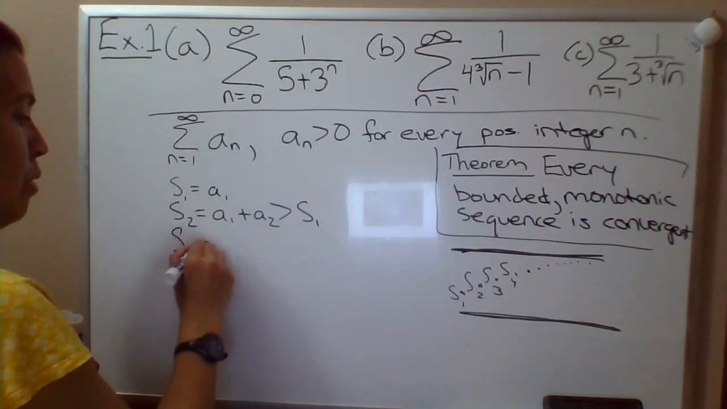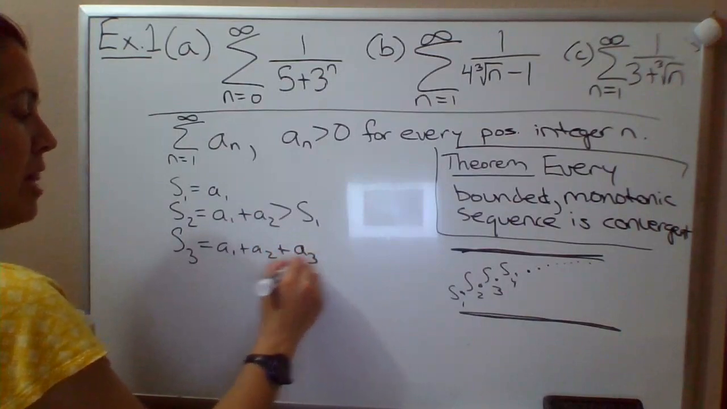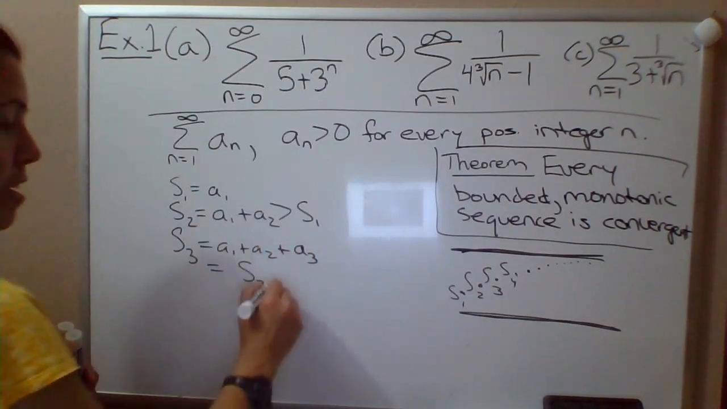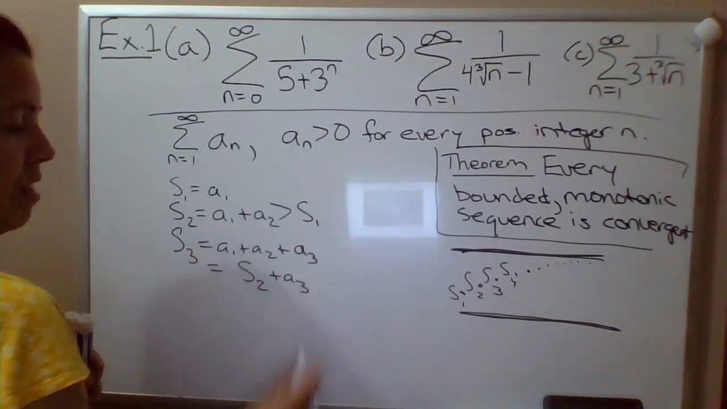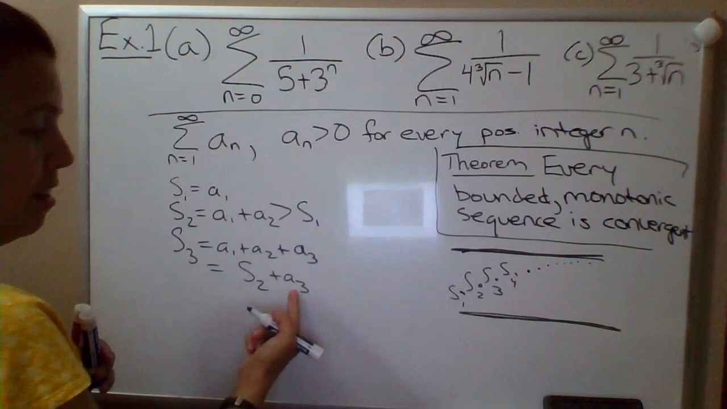S3 is the sum of the first three terms. Another way to look at that is it's S2, the sum we left off on, plus the third term. And again, here I'm adding something positive.